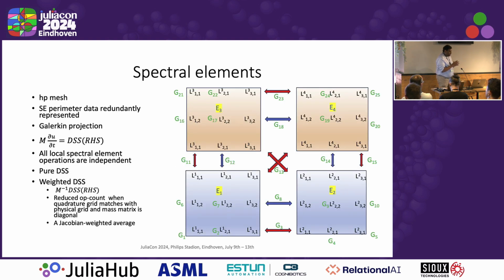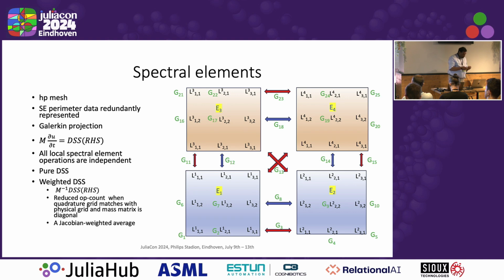So a quick look at the horizontal discretization. We use what is called an HP mesh. Here H stands for the outer mesh, and P is the degree of polynomial approximation within each element. So we have a sample spectral element mesh with 4 spectral elements in here. Here with the continuous Galerkin spectral element method, all the degrees of freedom on the interface of any two elements are redundantly represented.